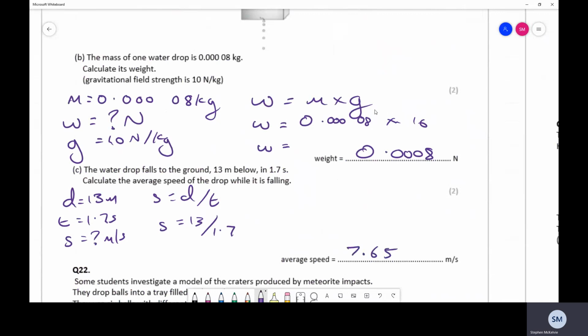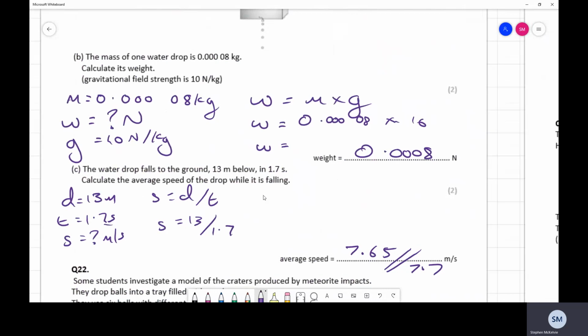7.65 meters per second will do it for us. You could, even if you wanted to, do 7.7 because it only gave us one decimal place in the question.